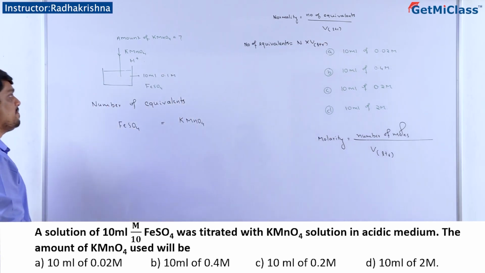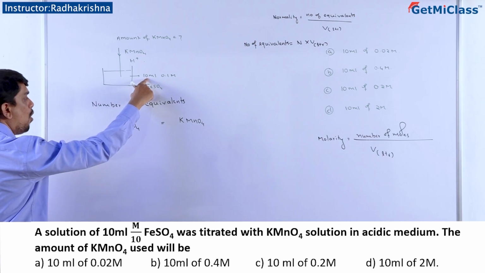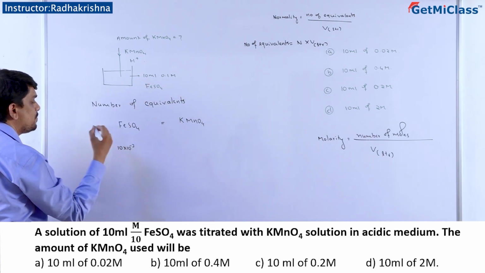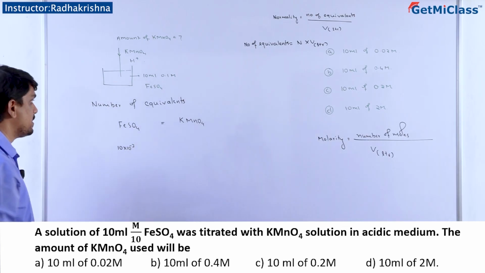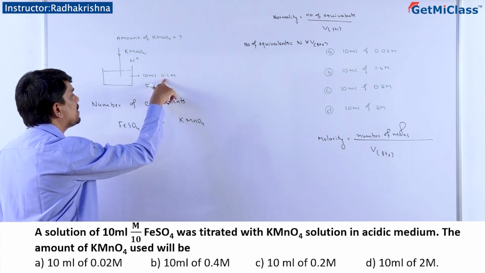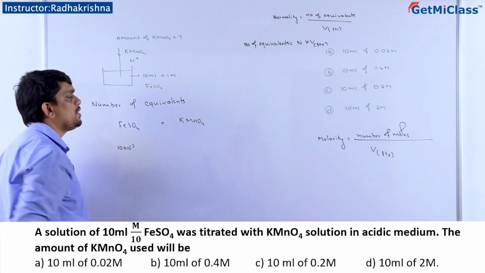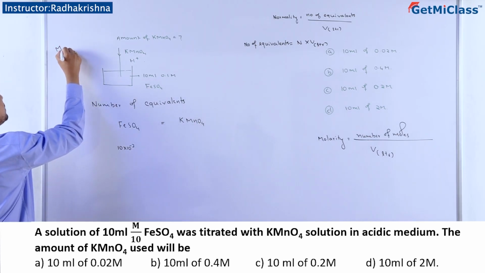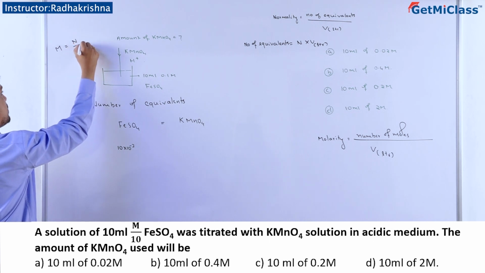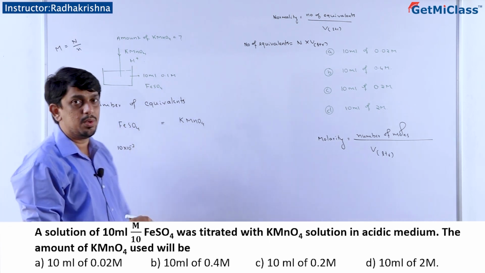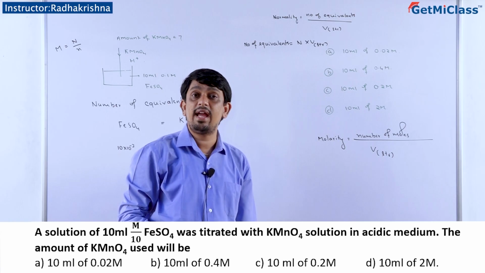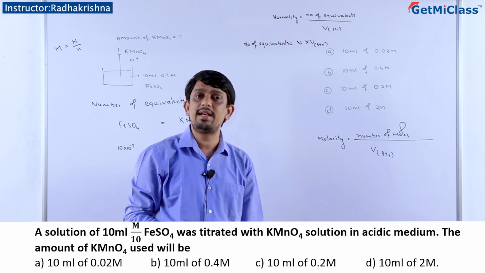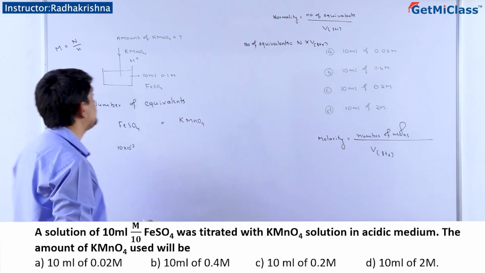Let's have the same volume in liter. Milli is 10 power minus 3, so milliliter is converted into liter. We should convert molarity into normality. We all know that the relation between molarity and normality is M equals N by n, where N is normality, the capital one, and the small n is the valency factor.